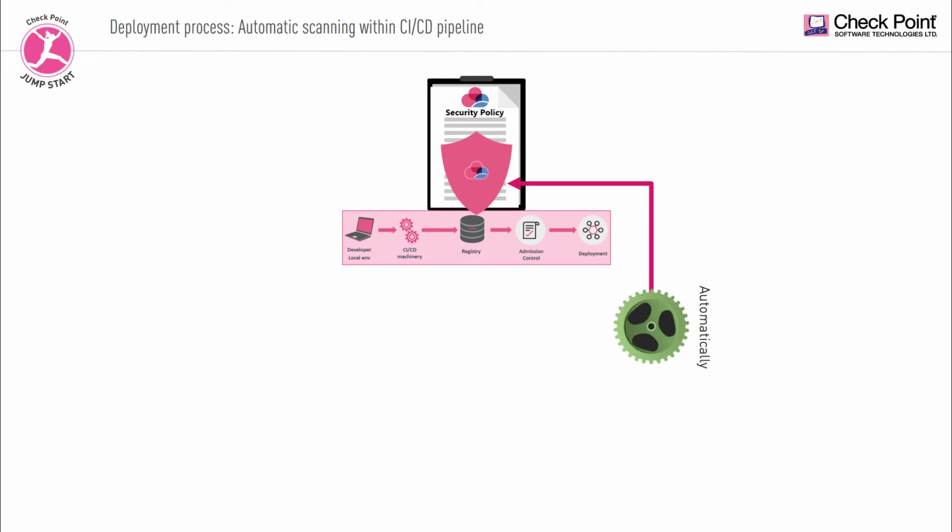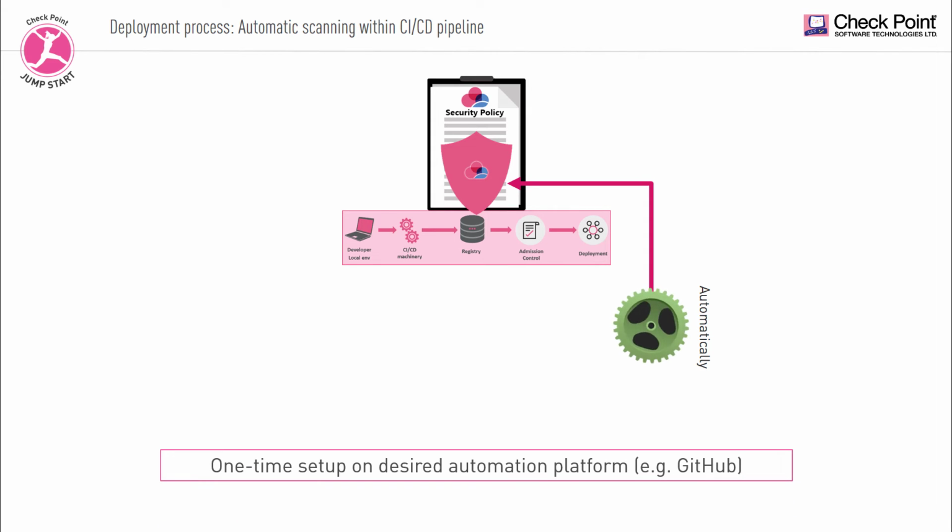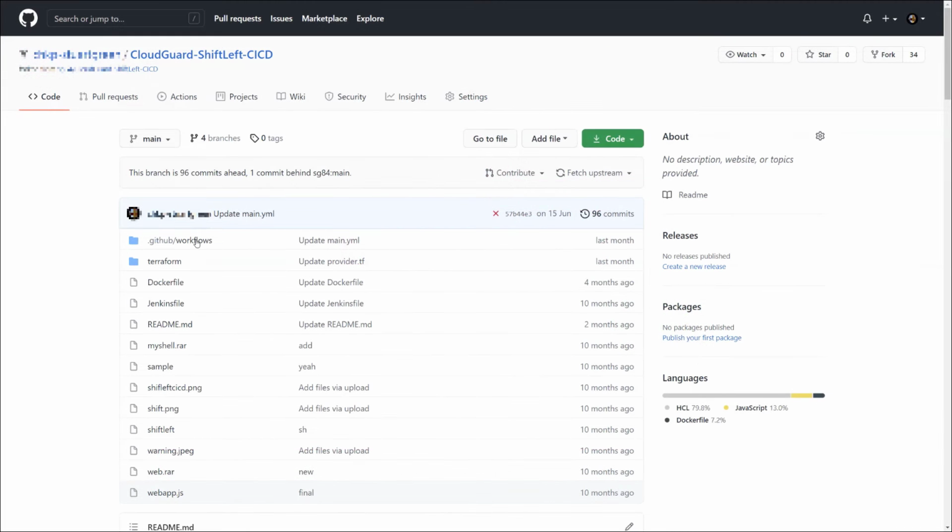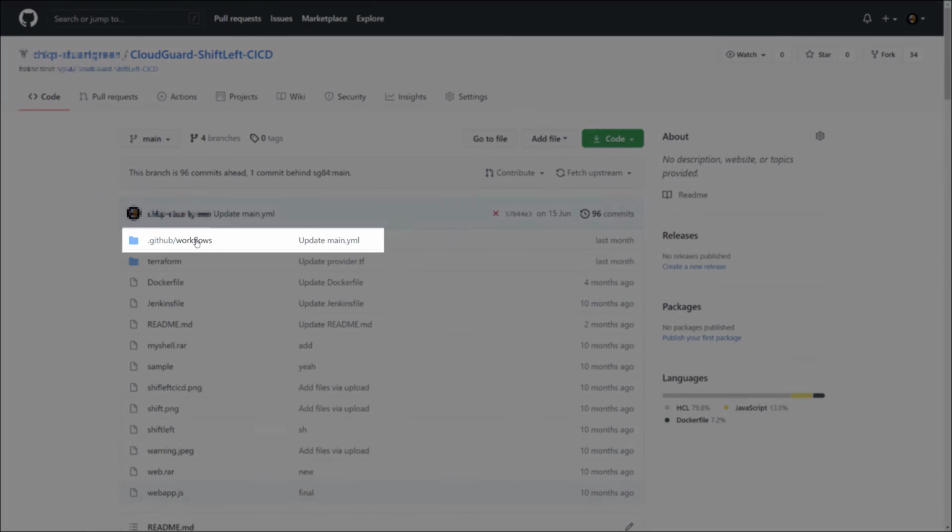Incorporating ShiftLeft automatically into the pipeline process would be the desired path of DevOps or DevSecOps in a real-world setup. This method requires a one-time setup on the desired automation platform. In the following example, our repository is hosted on GitHub, and the pipeline automation is performed via GitHub Actions by executing main YML.